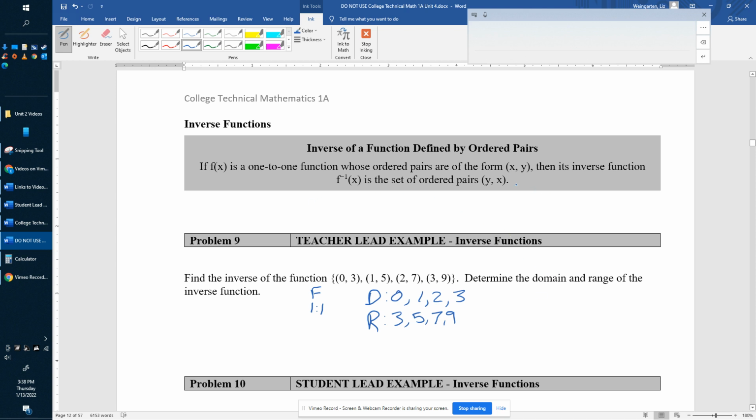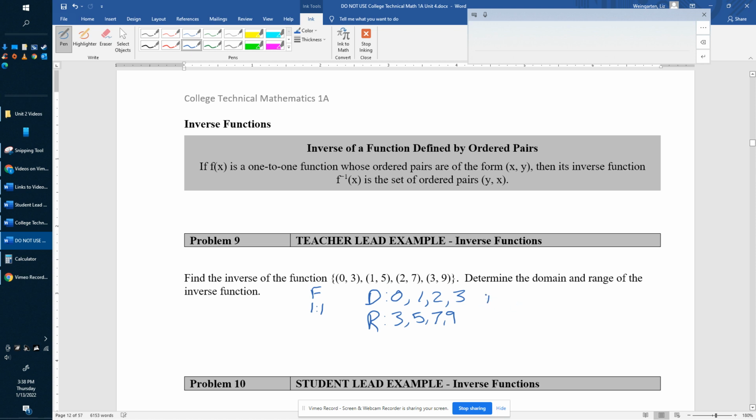When we take the inverse function, the range becomes the domain and the domain becomes the range. That's why it has to be one-to-one in order to have an inverse, because if your range becomes the domain and it's not one-to-one, then your domain is going to have multiple items in it that repeat, and that's going to mean it's not a function.